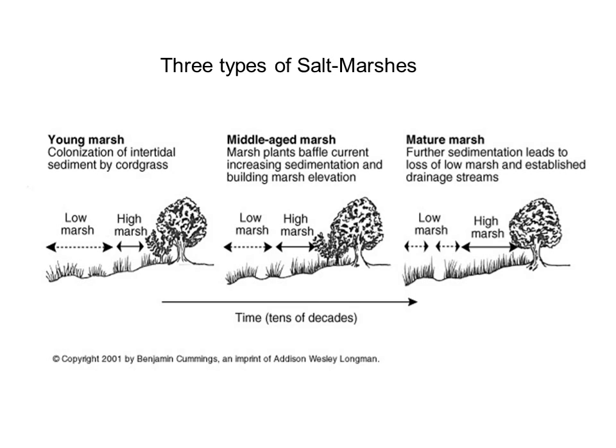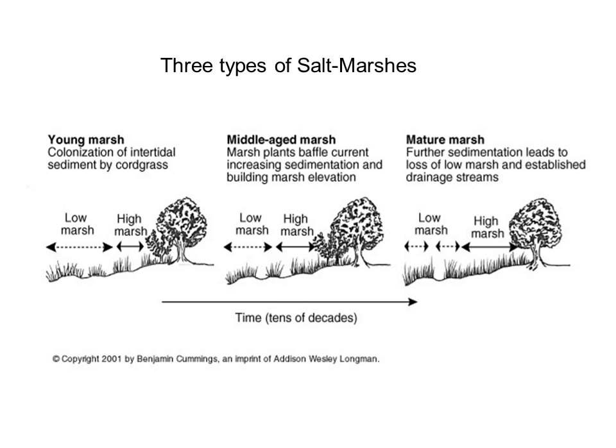So we talked about the different types of marshes that you can have as far as East Coast, Southern, and West Coast. But there's also other marshes depending on how old the marsh is. And on the left you see a young marsh, which is colonized by colonization of intertidal sediment by cordgrass, which you'd expect. And then you can see the higher marsh is just a little bit of area for a high marsh. Then you have a middle-aged marsh where the marsh plants baffle out and increase sedimentation and help build the marsh elevation.